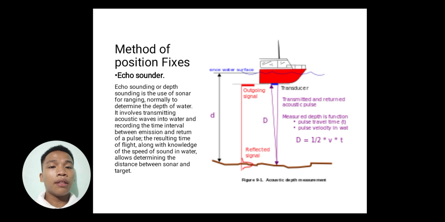Echo sounder. Echo sounding or depth sounding is the use of sonar for ranging, normally to determine the depth of water. It involves transmitting acoustic waves into water and recording the time interval between emission and return of a pulse. The resulting time of flight, along with knowledge of the speed of sound in water, allows determining the distance between sonar and target. Like the picture on the right is an example of an echo sounder.